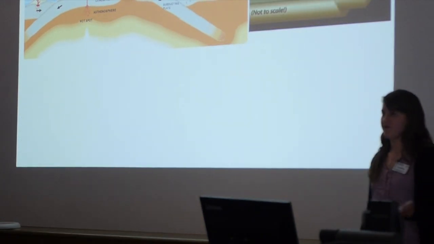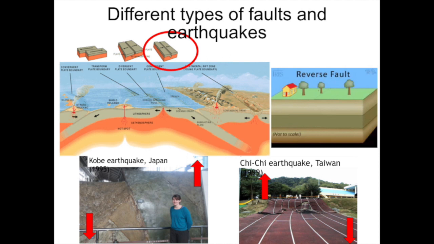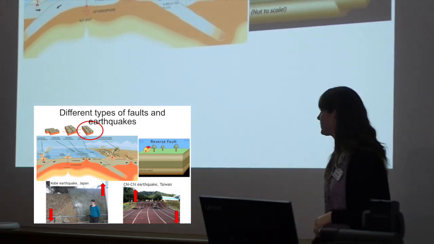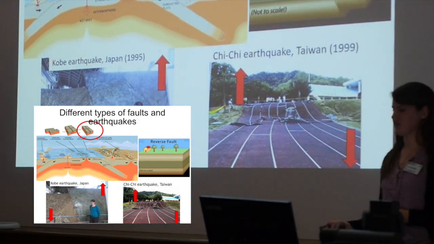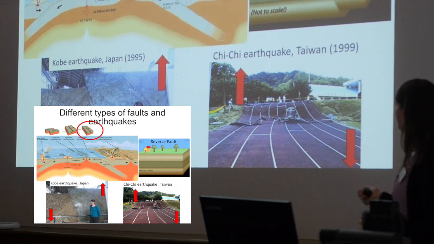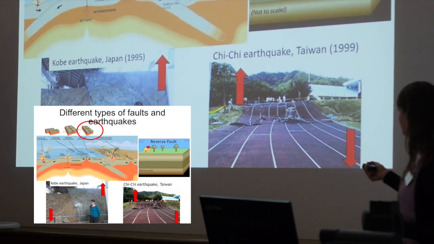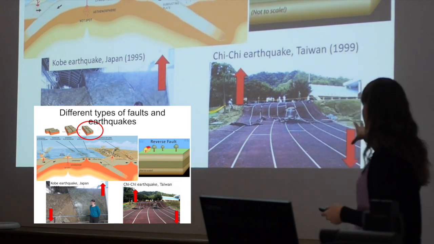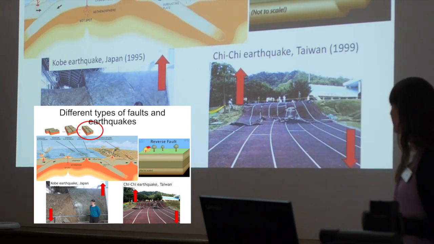And our final type of earthquakes is reverse faulting or thrust faulting. So this is where we've got two tectonic plates or two lumps of rock coming together. And some famous examples of this is the earthquake in Taiwan, which happened in 1999. So you can see this is a school running track that's been deformed as a result of the earthquake.